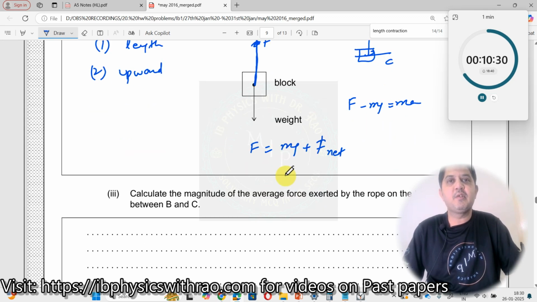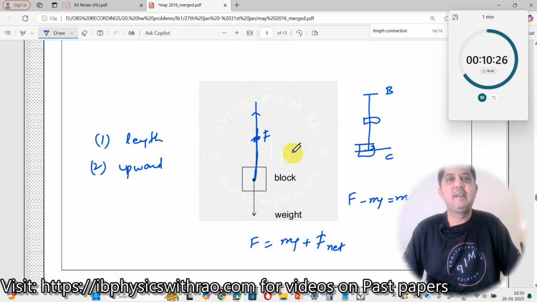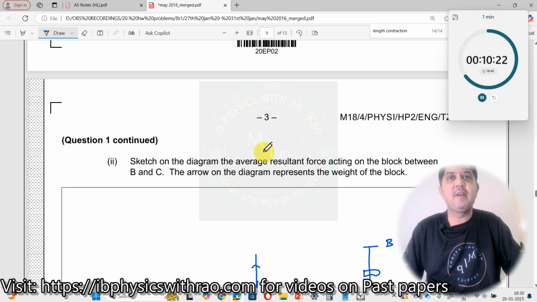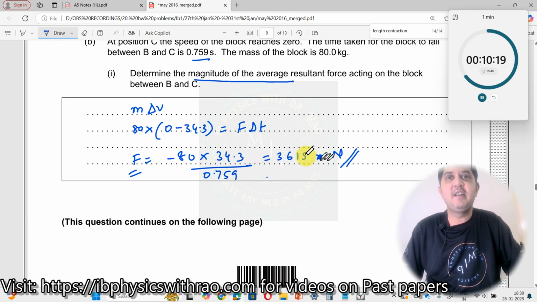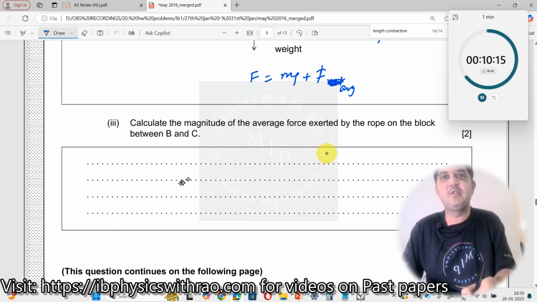Now F net is already known to you. What is F net? We already found out. Not F net, sorry, this is your F average. We already found out F average. We calculated it here, 3615, right? So now I just need to add mg to this. F should be equal to mg plus 3615.